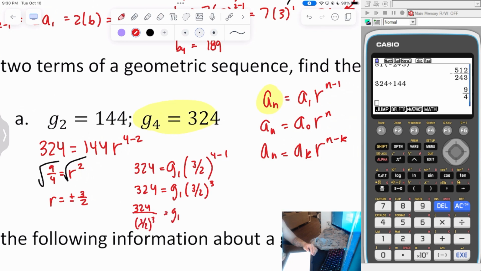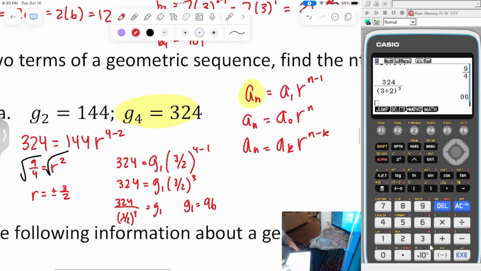So let's put this right here into the calculator. So I have 324 divided by a negative 3 halves to the power of 3. Or did I do? Oh, I didn't mean to say negative 3 halves. I apologize. Let's go back up and fix that. We're not doing that one yet. So I'll just say positive 3 halves. What do we get? We get positive 96. So g sub 1 is equal to 96.